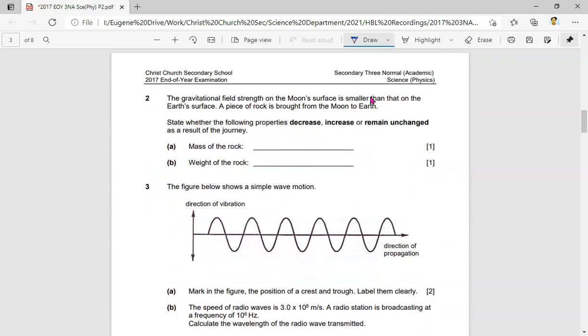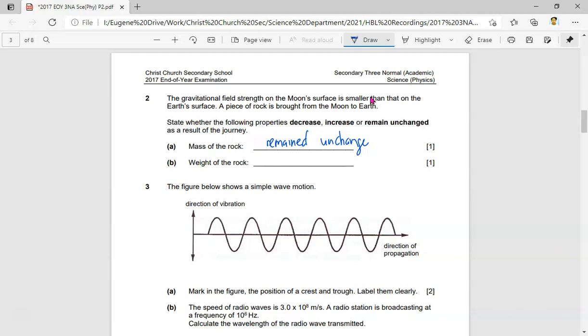Question 2. The gravitational field strength on the Moon's surface is smaller than that on the Earth's surface. A piece of rock is brought from the Moon to the Earth. State whether the following properties decrease, increase, or remain unchanged as a result of the journey. Now, mass is the amount of matter in an object. So the piece of rock, as long as it hasn't shattered into pieces, nothing is chipped off, the mass of the rock on the Moon and on the Earth actually is the same. So it remained unchanged as it goes from the Moon to the Earth.